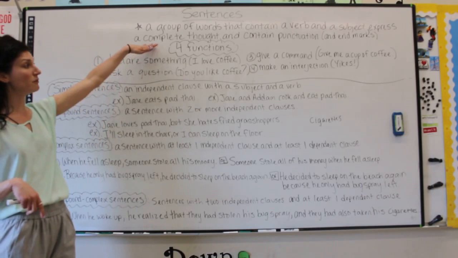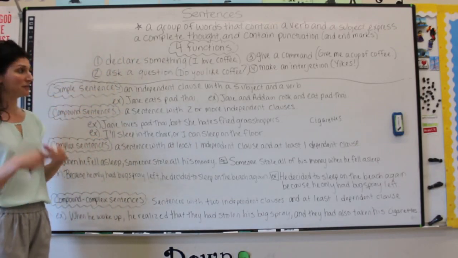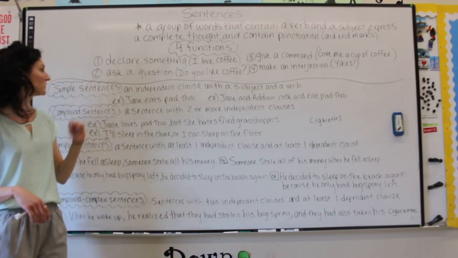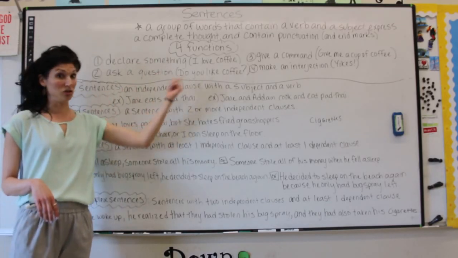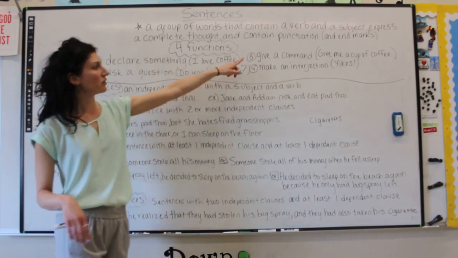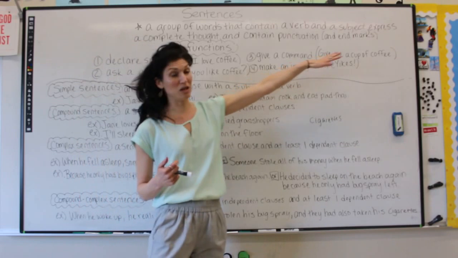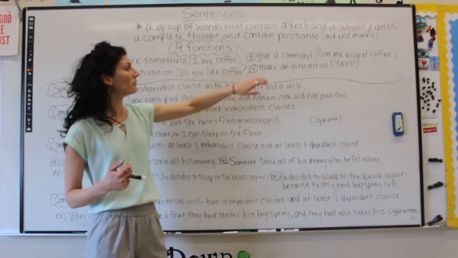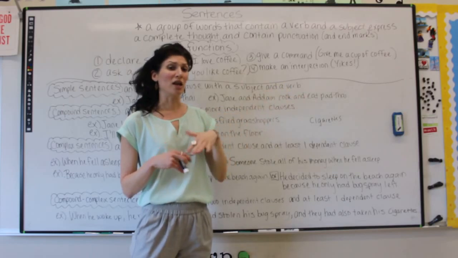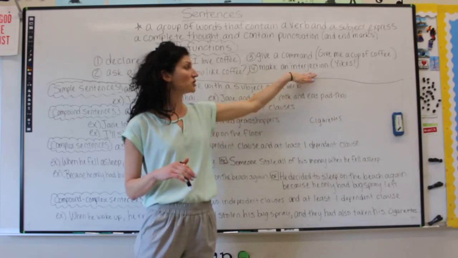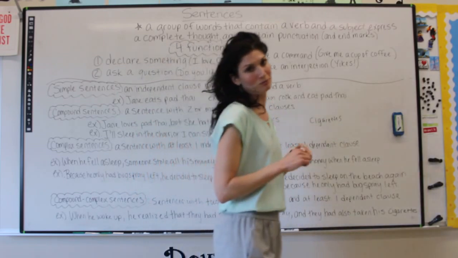An end mark would be a question mark, a period, or an exclamation point. Sentences have four functions. The first function is to declare something, for example, I love coffee. The second function would be to ask a question, like, do you like coffee? The third function may be to give a command, like, give me a cup of coffee. Or the fourth function would be to make an interjection, like, yikes. Don't worry so much about interjections at the moment. We are going to get to them in a separate module.